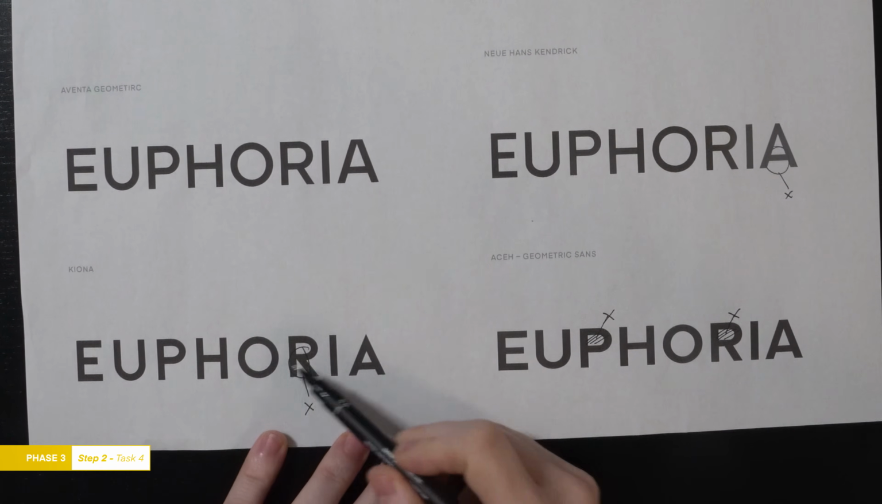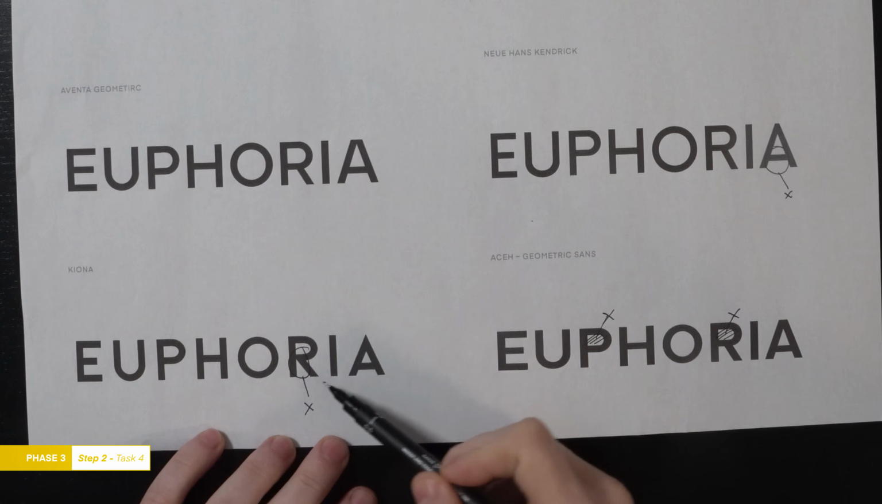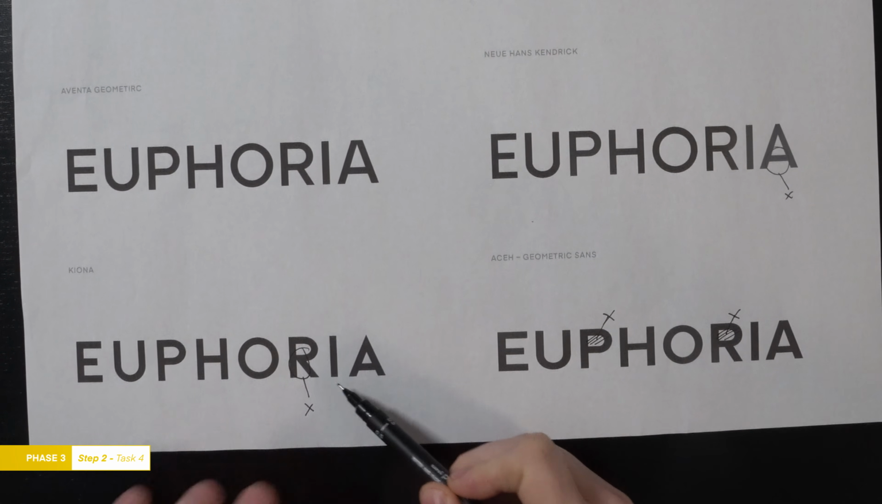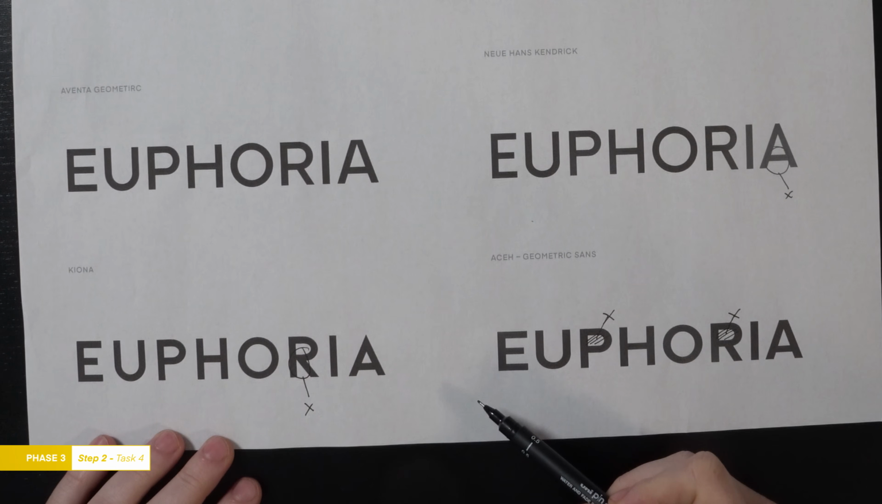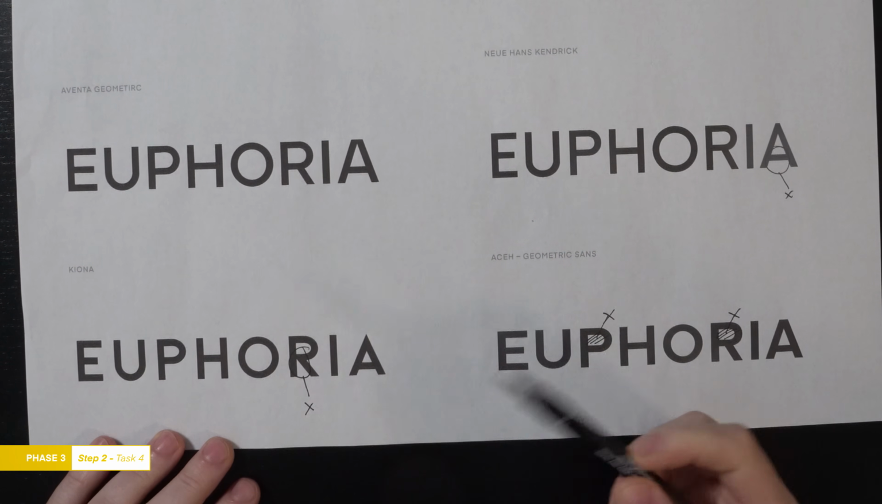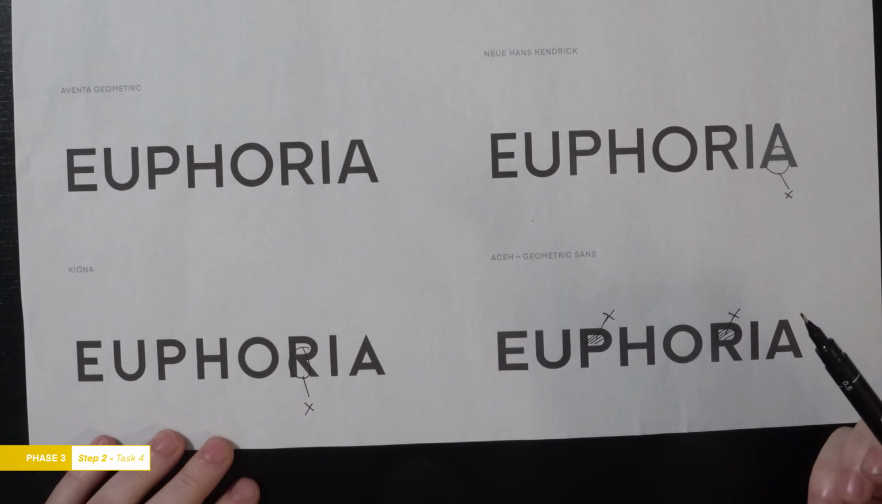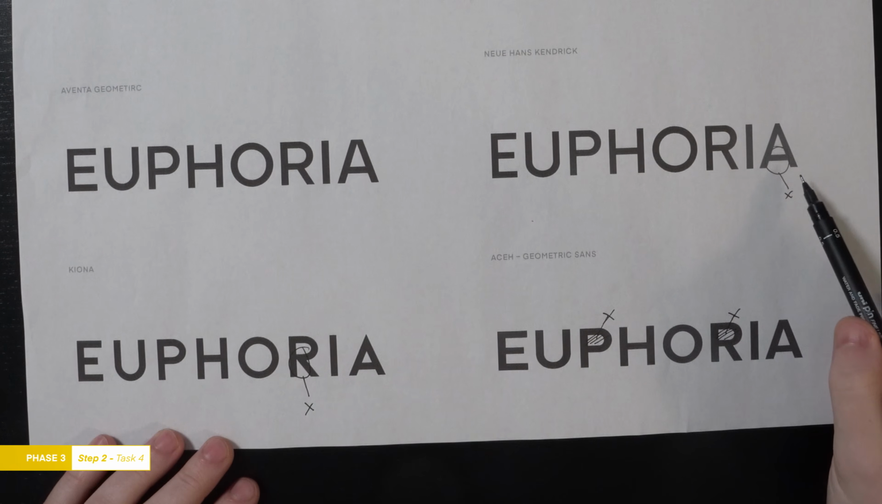Kiona is also nice, but on this occasion I like the leg stroke on the letter R on Aventa compared to Kiona. On Kiona it's just a little too tucked in. Also, I like the character width on the U on Aventa compared to Kiona. It's a bit narrow here. Neo Hans Kendrick is also nice, but here the crossbar on the A is just a little too low.